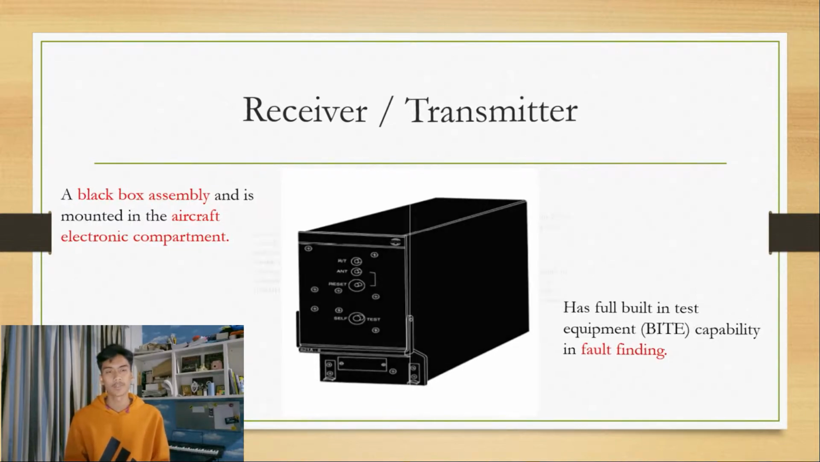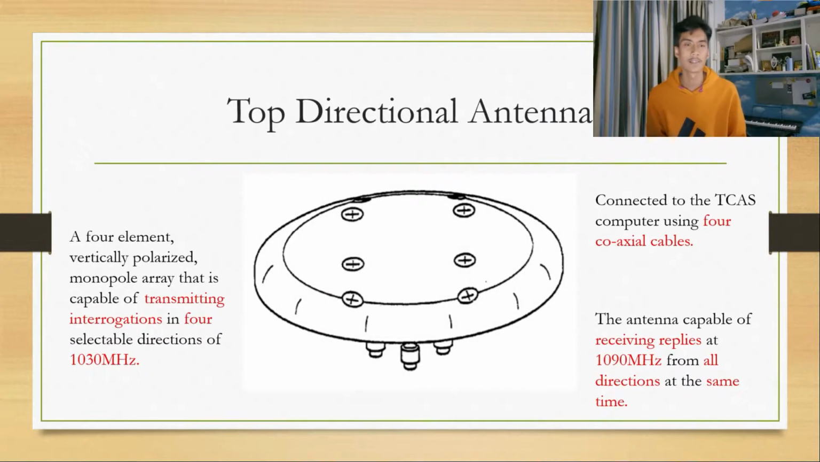Now, the second component of the TCAS is the top directional antenna. This is a 4-element vertically polarized monopole array that is capable of transmitting interrogations in 4 selectable directions at 1030 MHz. It is connected to the TCAS computer using 4 coaxial cables. The antenna is capable of receiving replies at 1090 MHz from all directions at the same time.